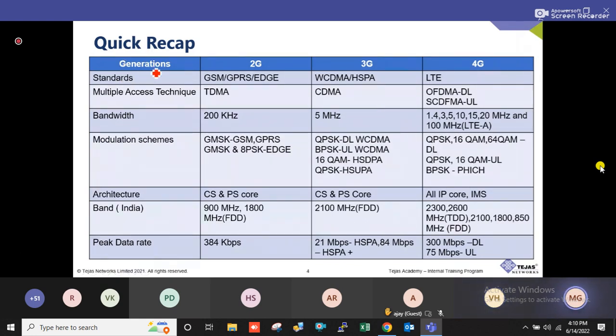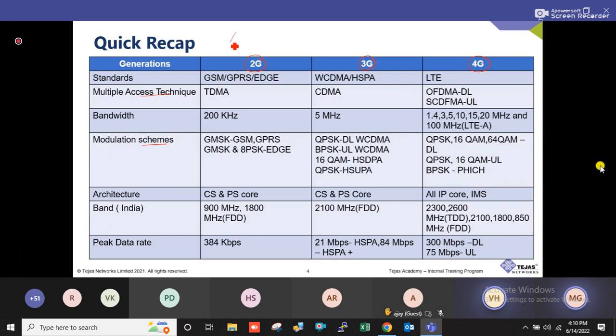So we looked at various generations. We started with 2G, then we moved towards 3G. We also had some discussion on 4G, not completely, but from an architectural point of view. Now, the main thing where I think some people have got some confusion is, what do you mean by multiple access technique and modulation scheme? These are two different entities, so we have to clearly understand what this means.